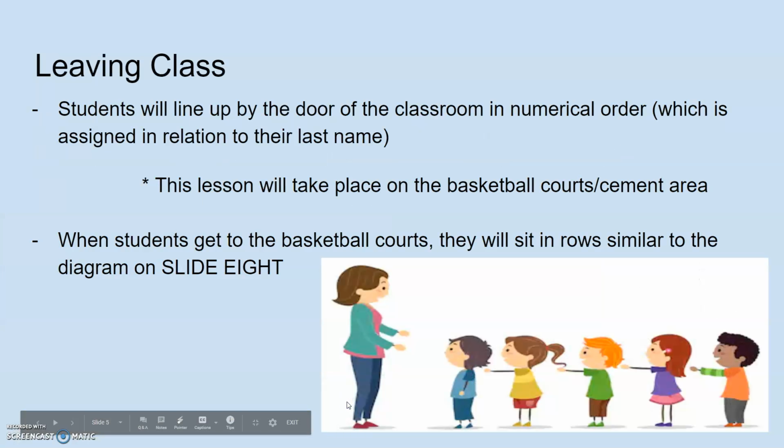Students will be familiar with the process for leaving class and should be able to follow the protocol very easily. They will line up by the door in numerical order, which is assigned according to their last name. Then they will walk to the basketball courts or cement area and sit in accordance with the diagram on slide 8, which we will discuss in a little bit.